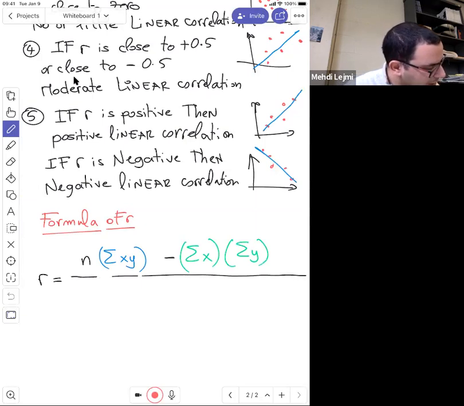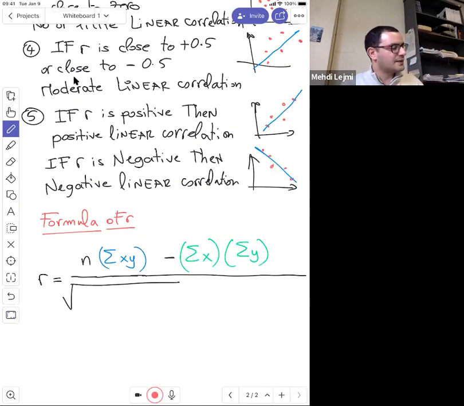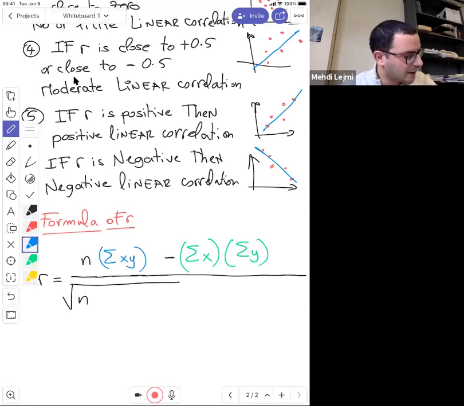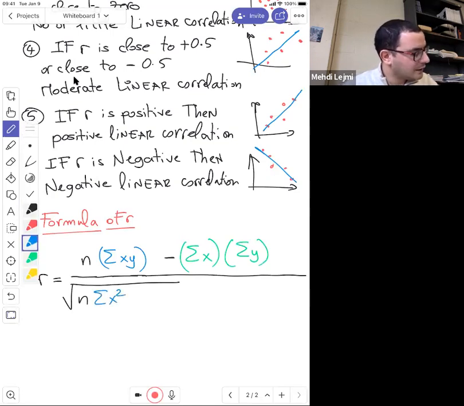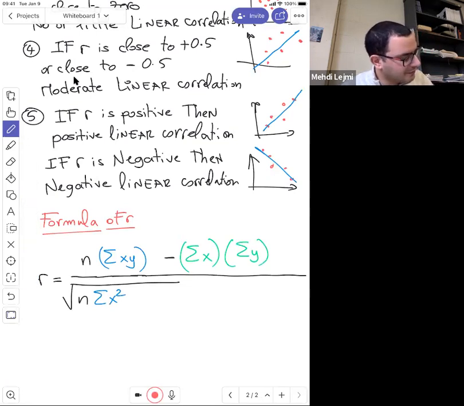The denominator is kind of a mess. It's a product of two square roots. In the first square root, we have n times the sum of the x squared, minus the square of the sum of the x's.